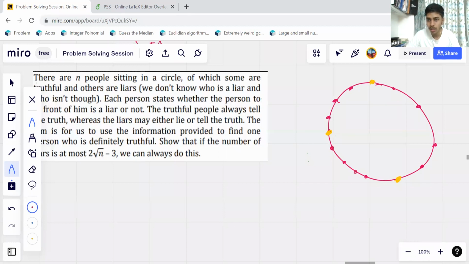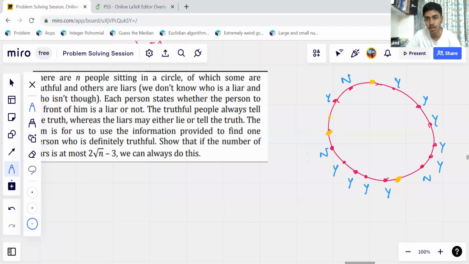I'll just draw more dots because in general you will have more dots. There are going to be pretty long lines of truths for sure. I mean, of saying, yes, he is truthful. I'll say Y if the person says he's truthful, and N if not. All of these people say yes for sure. They don't really have a choice. And in fact, these people will say no. And let me also pick two liars next to each other because that's also a possibility.